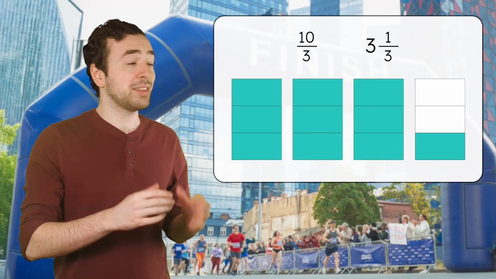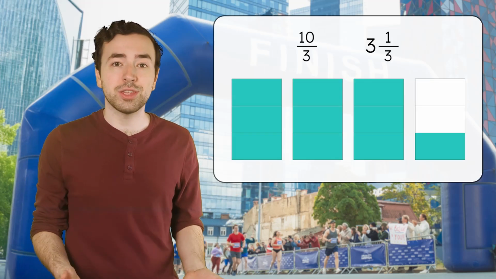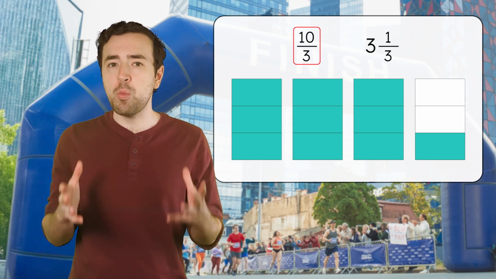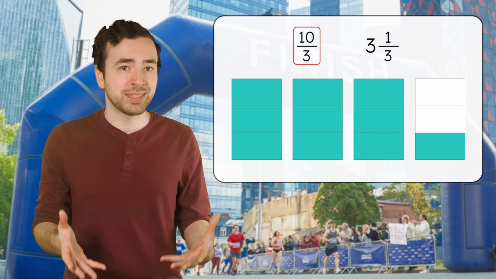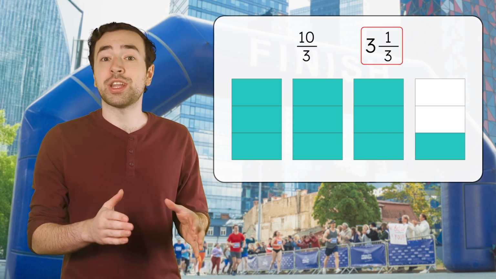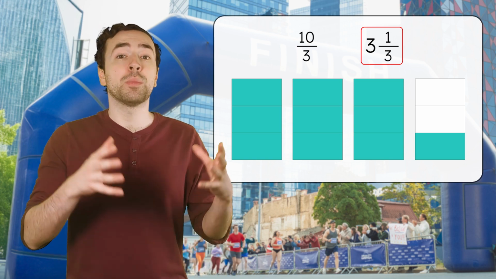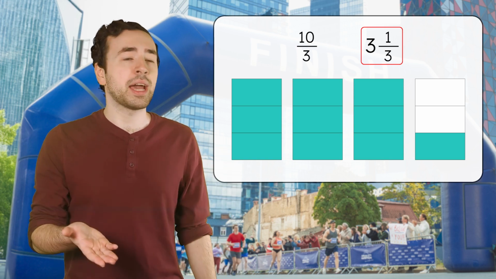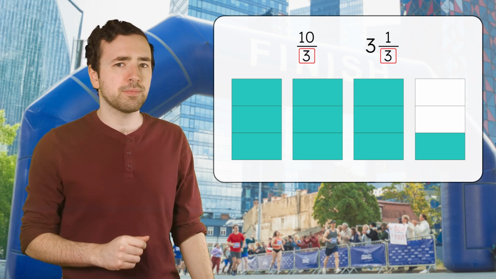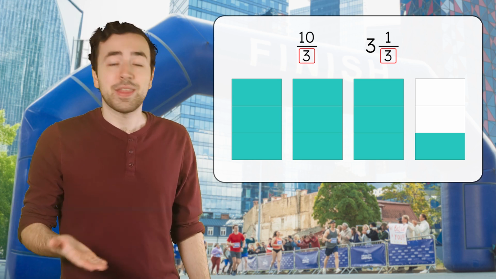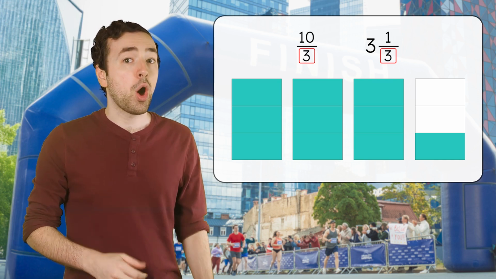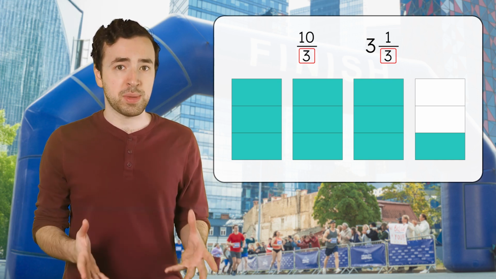You may have noticed that even though they represent the same value, the digits being used are different. 10 thirds tells us how many 1/3 size pieces there are in total. And in 3 1/3, the fraction has been renamed to tell us how many wholes there are and how many extra fractional pieces. Did you notice anything about the denominators being used? They're both 3. That's because the pieces in both 10 thirds and 3 1/3 are all 1/3 size pieces.